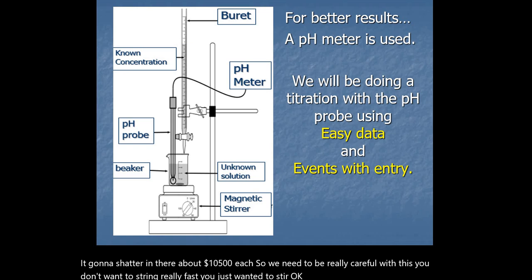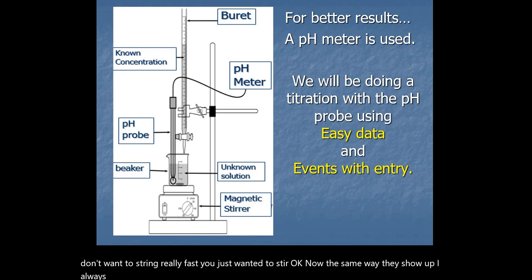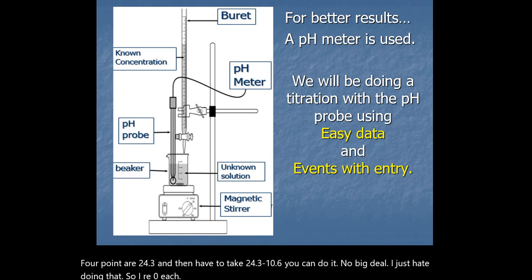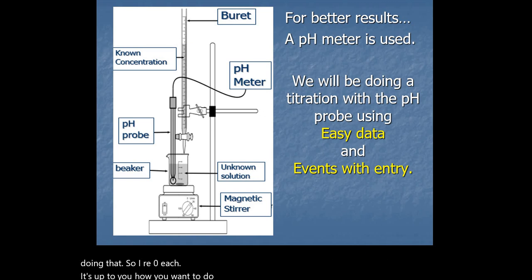I always like to zero mine out after I do a titration, because I hate starting partway through, like 10.6, and then ending at 24.3 and then having to take 24.3 minus 10.6. You can do it, no big deal. I just hate doing that, so I re-zero each time. It's up to you how you want to do it. Can you just add more water on the top each time? Not water, sodium hydroxide. Yes.